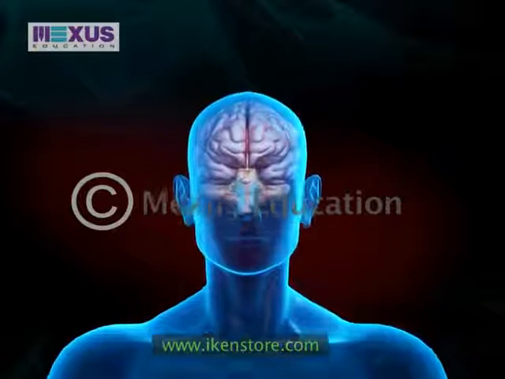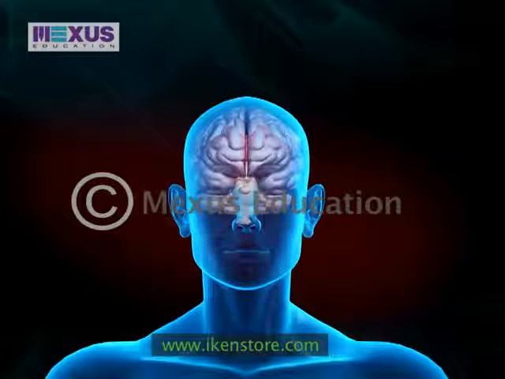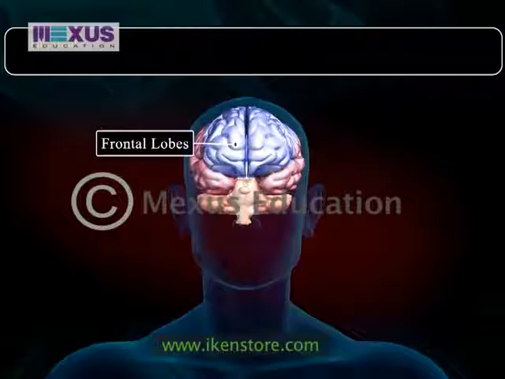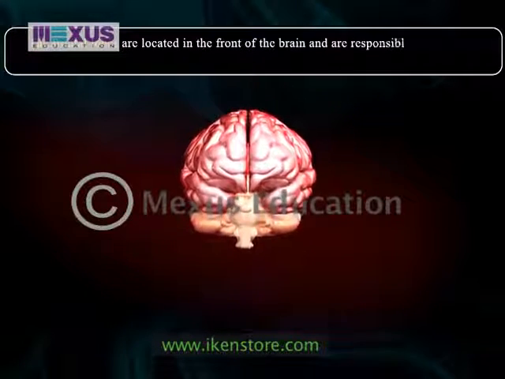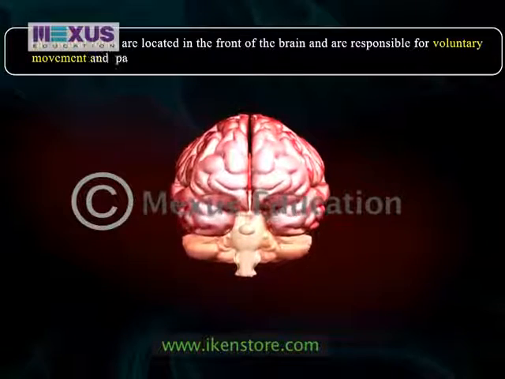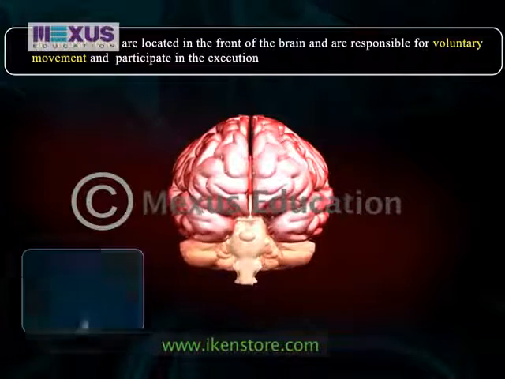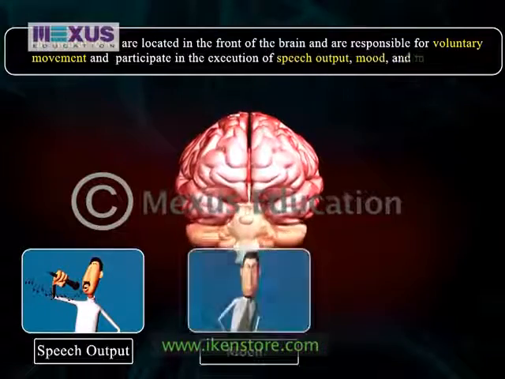Each hemisphere is divided into four lobes or areas which are interconnected. The frontal lobes are located in the front of the brain and are responsible for voluntary movement and participate in the execution of speech output, mood, and memory.